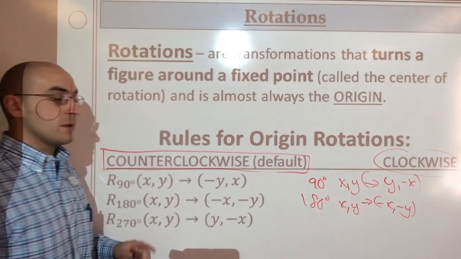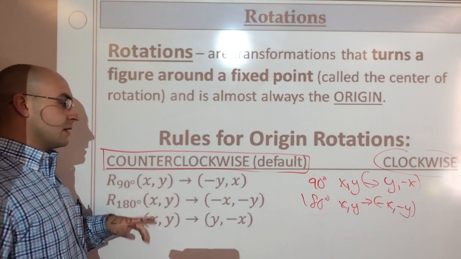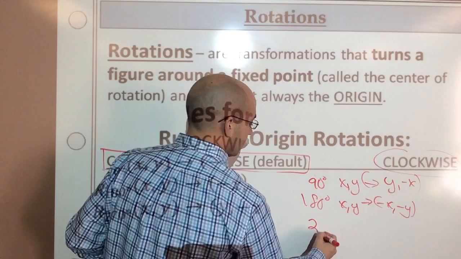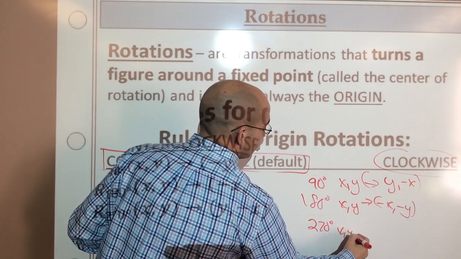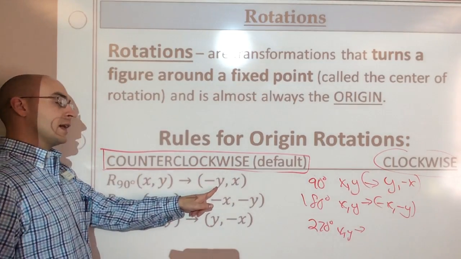Okay. So negative x, negative y. And then 270 degrees is going to be the same as a 90 the other way. So x comma y is going to turn into negative y comma x.